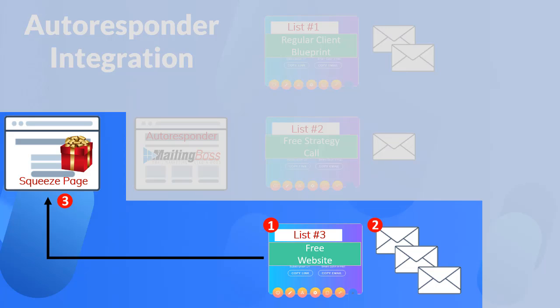Mailing Boss also allows you to design your entire list and autoresponder setup by using a simple drag and drop interface, which is called a workflow. This is so much easier than most other autoresponders out there. And I'm going to show you how this works in an upcoming video.